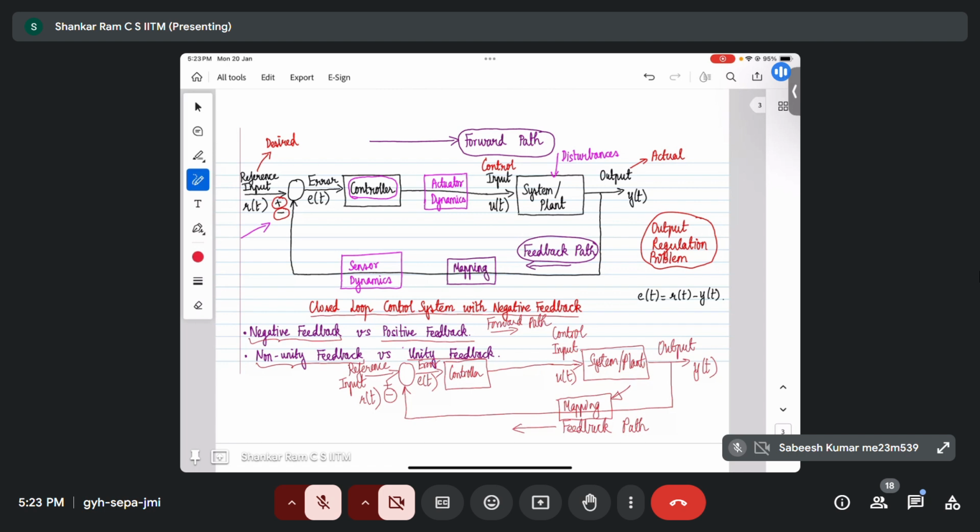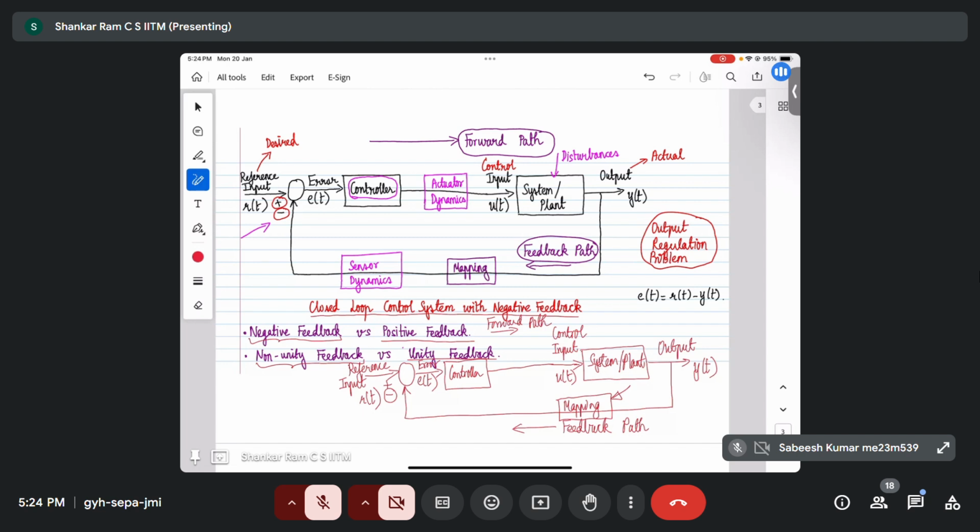On the other hand, let's say we want to control speed, and we essentially have the speed itself as the measurement. And then we give it as a feedback signal to the reference input and directly subtract it. Then we have what is called unity feedback. That means we don't have any other mapping in the feedback path. The mapping in the feedback path is 1. So this is the difference between non-unity feedback and unity feedback.